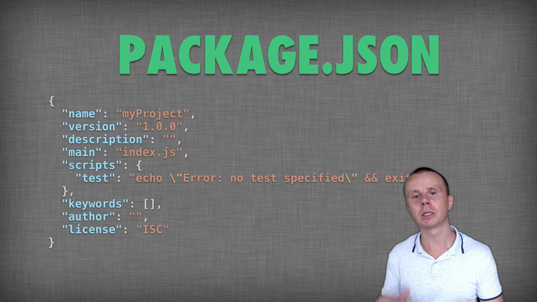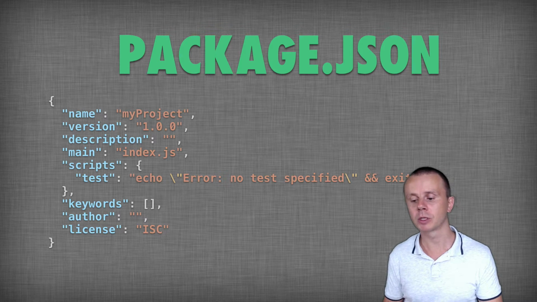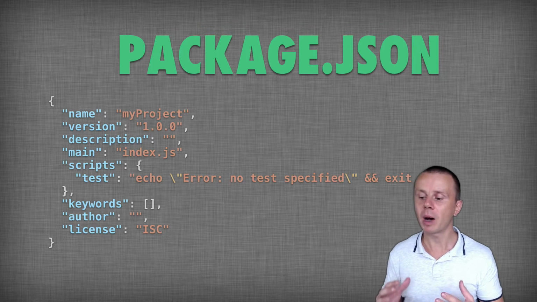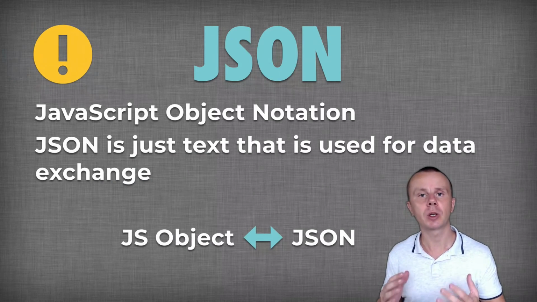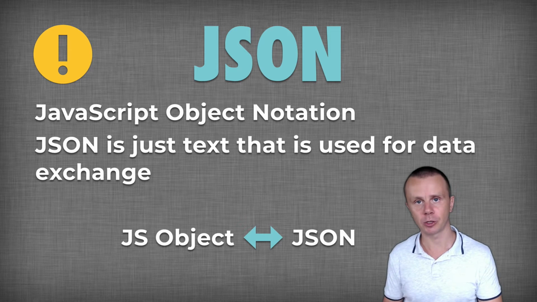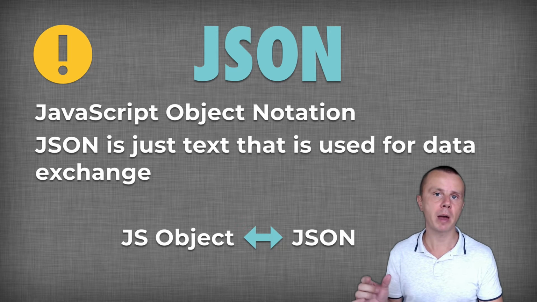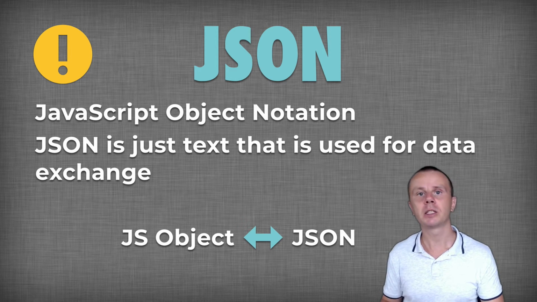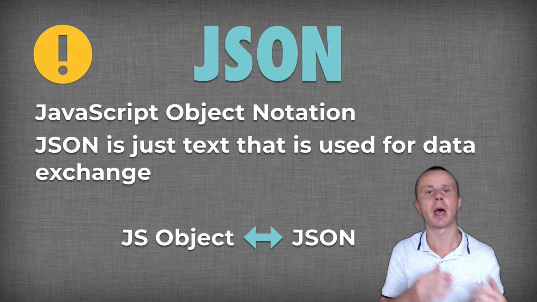For example, it contains the name of the project, my project, and its version, 1.0.0. The format is JSON. So what is JSON? JSON is JavaScript Object Notation, and it is a format for data exchange. A JSON object contains key-value pairs, where a key is embedded into quotes. And it's very easy to convert JSON to a JavaScript object and back.